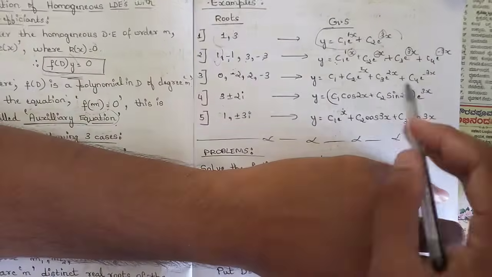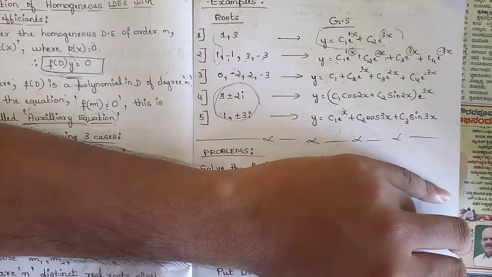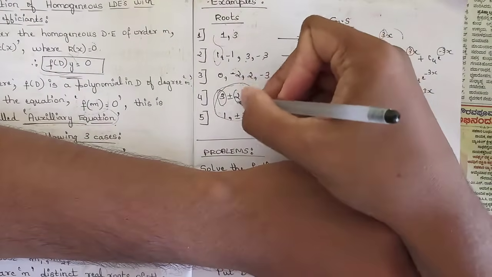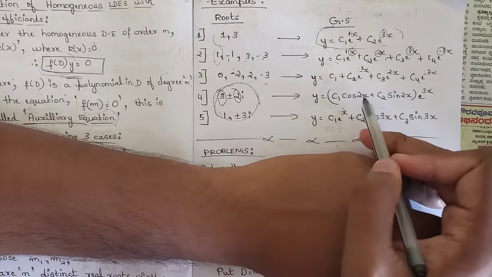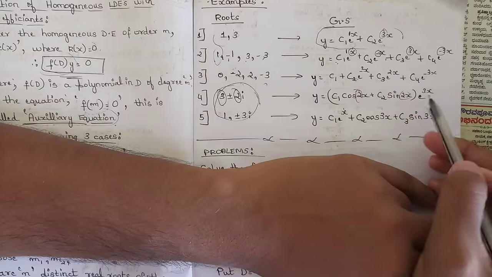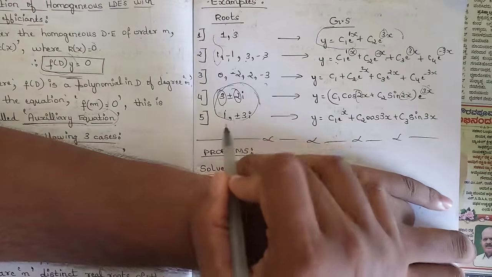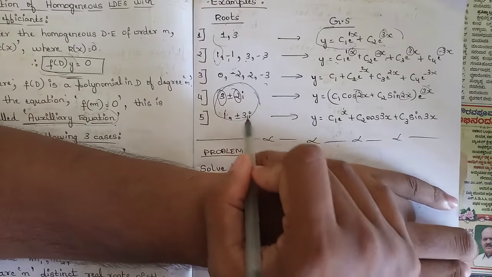Okay, the same thing. See here, for the imaginary terms we have these two examples. 3 plus or minus 2i, here alpha is equal to 3 and beta is equal to 2. See here, c1 cos beta x, right, 2x, into e power alpha x, where alpha corresponds to 3. Here also 1 comma plus or minus 3i, this is not together, 1 comma plus or minus 3i.